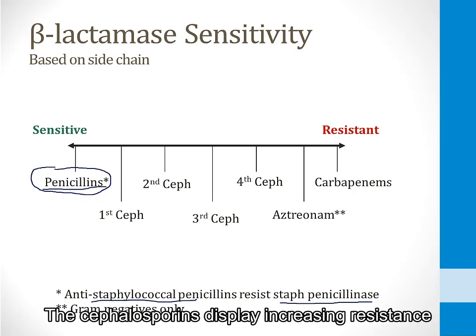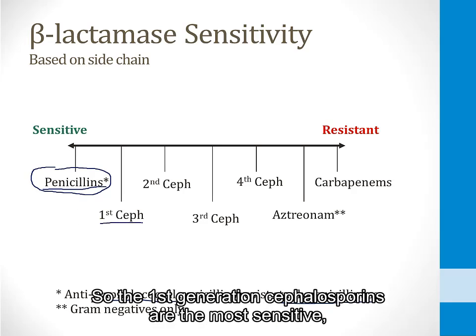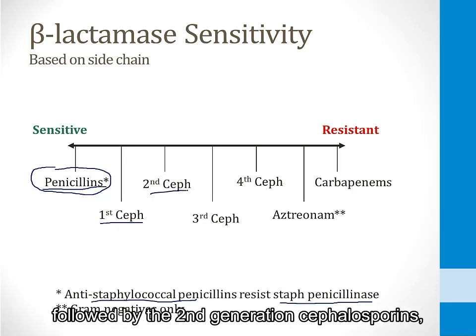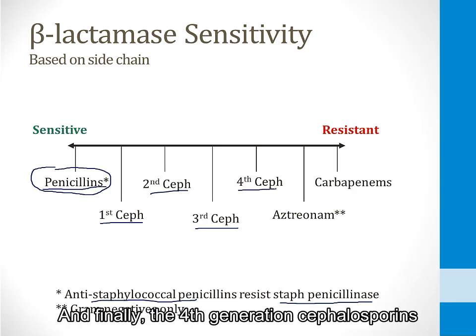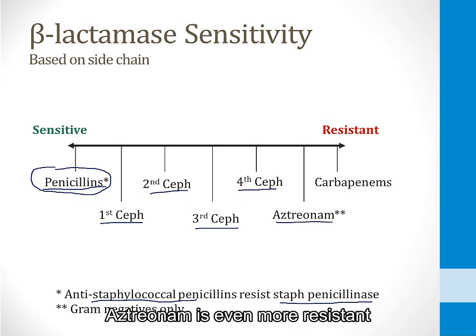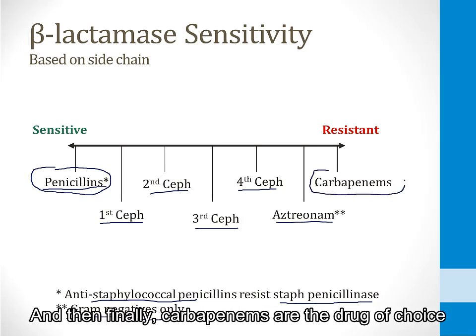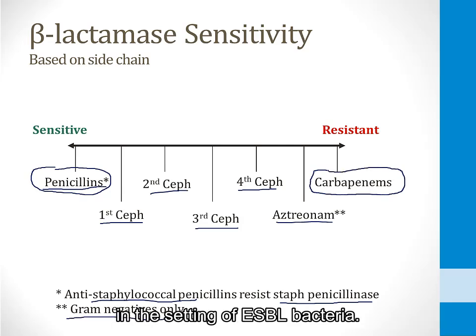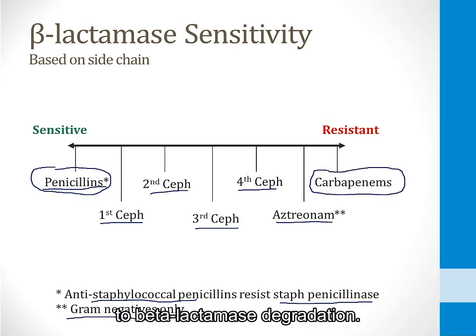The cephalosporins display increasing resistance to beta-lactamase enzymes based on their generation. So the first-generation cephalosporins are the most sensitive, followed by the second-generation cephalosporins, third generation, and finally the fourth-generation cephalosporins are the most resistant to beta-lactamase breakdown. Aztreonam is even more resistant to beta-lactamase degradation, although it's effective for gram-negatives only. And then finally, carbapenems are the drug of choice in the setting of ESBL bacteria. That's because they are highly resistant to beta-lactamase degradation.